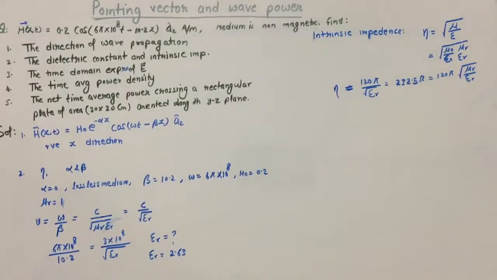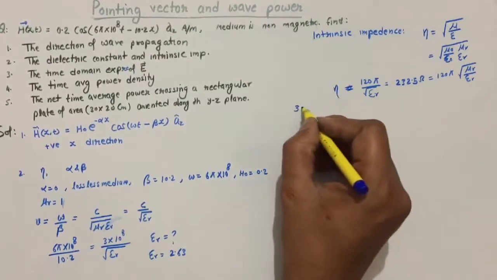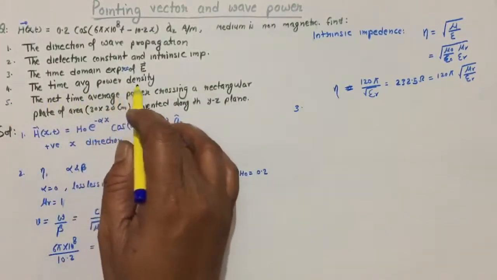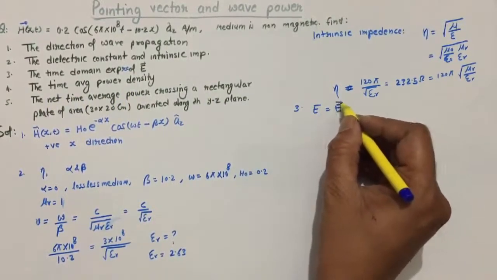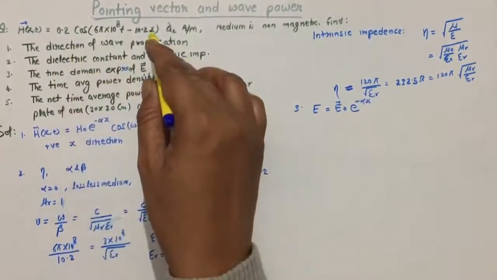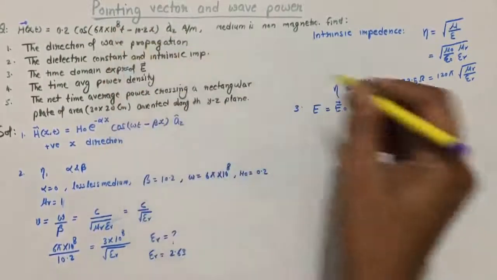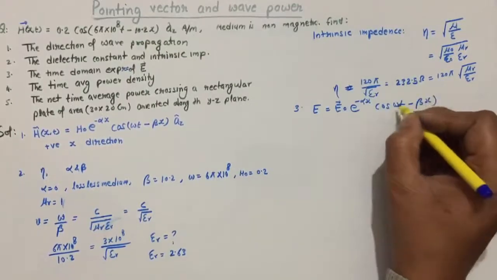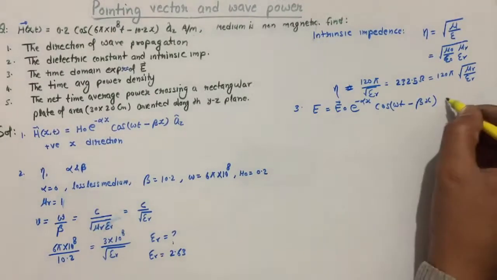Okay, so in this way we can find the relative permittivity, or we can say dielectric constant, and intrinsic impedance. Now let us try to find the time domain expression of E, and we know E is equal to E naught e to the power minus alpha x, as it is propagating in the x direction, and cos omega t minus beta x. It is in the direction of AE.